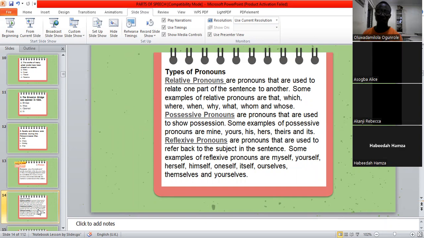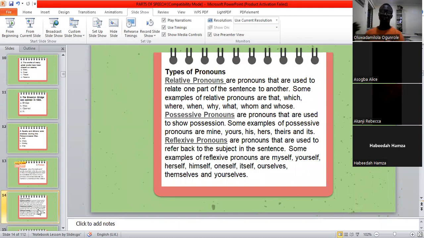As much as we have the possessive pronoun, we can also have possessive nouns. For instance, my name is Paul, or my name is Oluwadamilala. I can say Oluwadamilala's pen. So as much as I can say Oluwadamilala's pen, I can say the pen is mine.